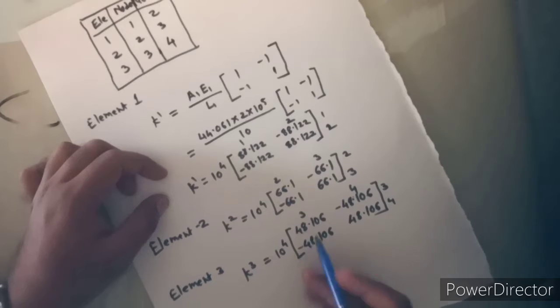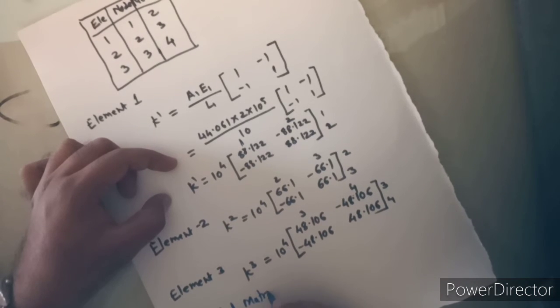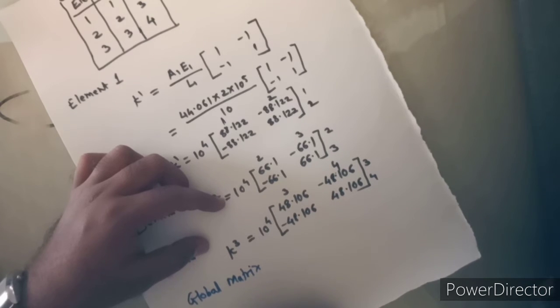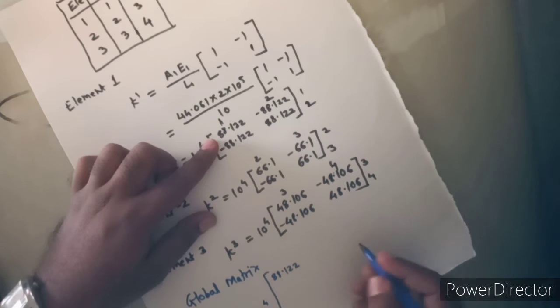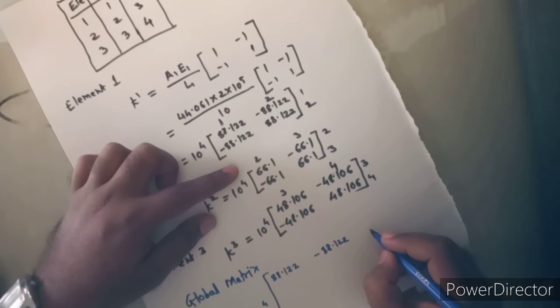Go for the nodes 1, 2, then for the global matrix, K is equal to 10 raised to 4 into the bracket. First row, first entry 88.122, second minus 88.122, third 0, fourth 0.